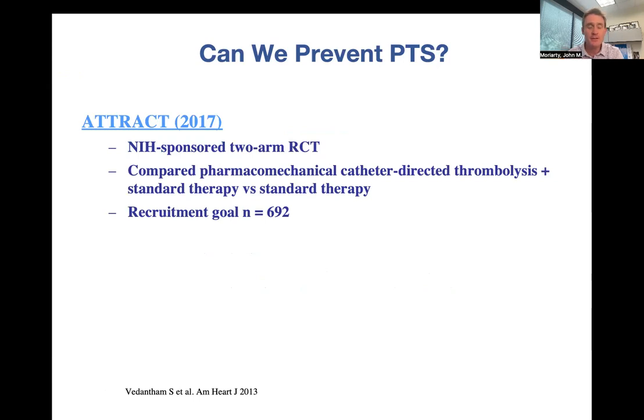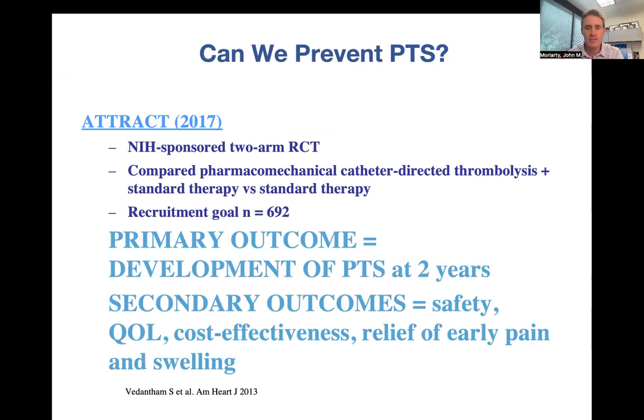Now, there's another big trial, which some of your healthcare professionals may be talking about, called the ATTRACT trial. This is a big US trial, so a slightly different population to what we have in Ireland. In almost 700 patients, they looked at whether post-thrombotic syndrome developed, but also whether it was cost effective. How did it affect their quality of life? Did patients get better early with their pain and swelling?